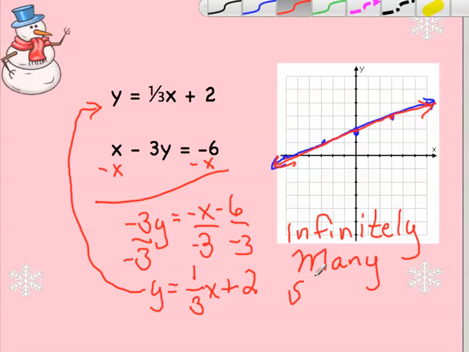Okay, infinitely many solutions. Infinitely many solutions means that they're just along that line.